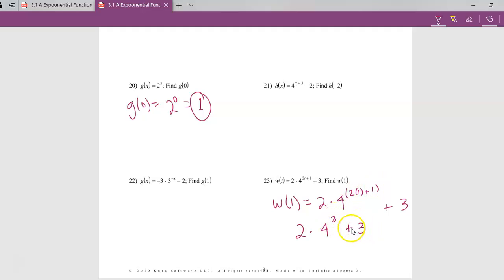Now you have to be careful here with order of operations. Always make sure you do exponents before you multiply. So I would want to raise 4 to the 3rd power before I times by 2. Don't times by 2 before you raise to the 3rd power, you'll get the wrong answer. So exponents before multiplication, and 4 cubed is equal to 64. This is 2 times 64 plus 3, and that gives me 128 plus 3, which is equal to 131.